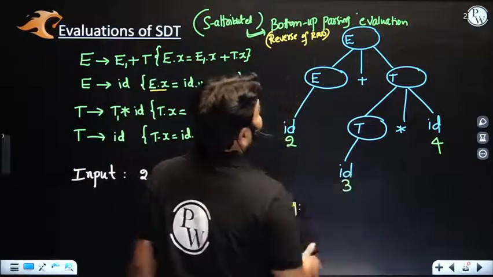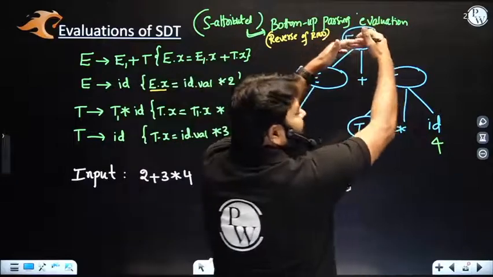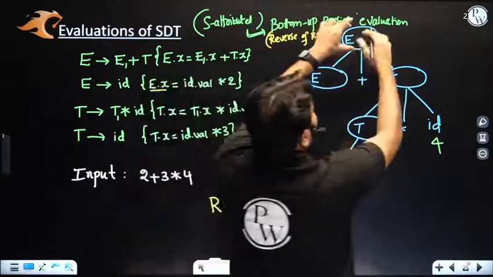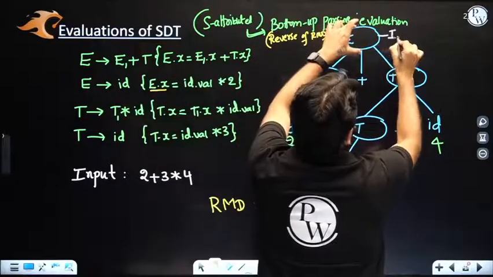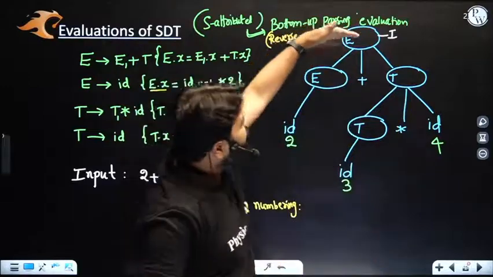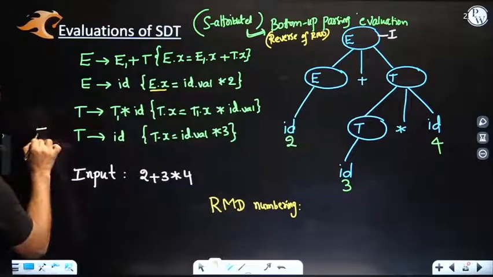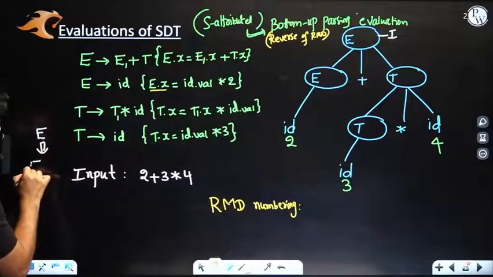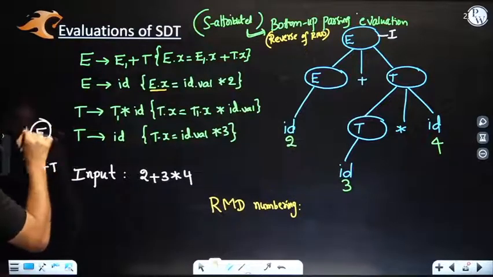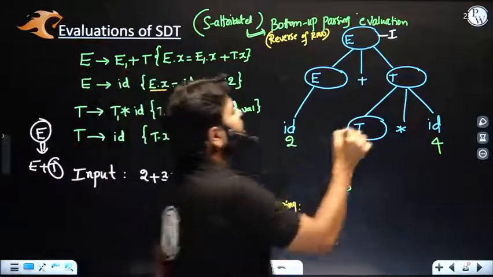Okay. When you are doing the RMD derivation, first E comes. So this is the 1. And then when you substitute E with E plus T, I'll track it for you. E I have, I will substitute with E plus T. After this, which one will be substituted? T. So this will become 2.